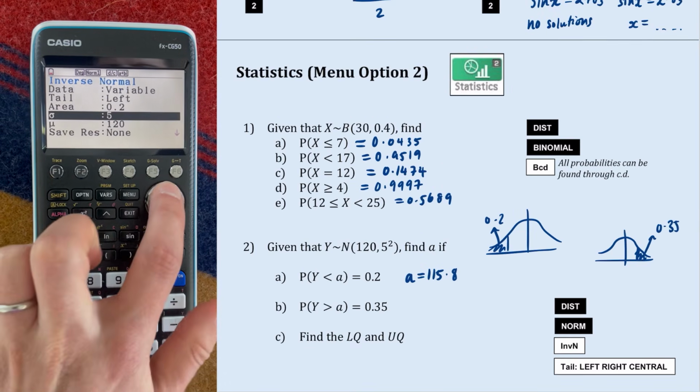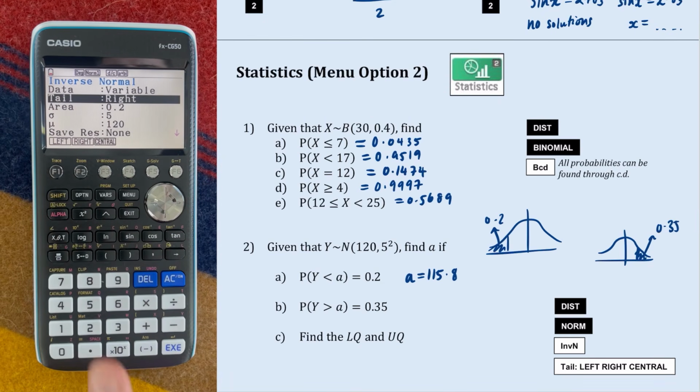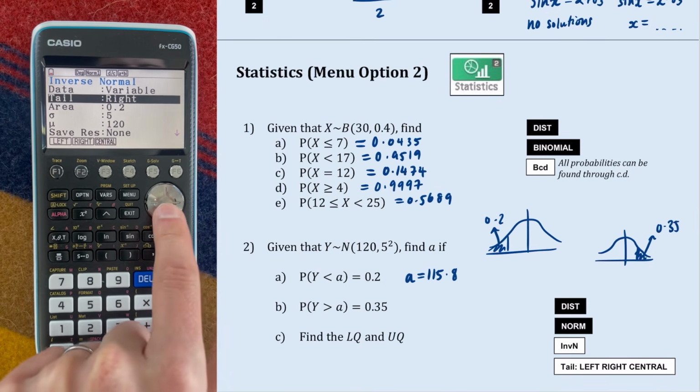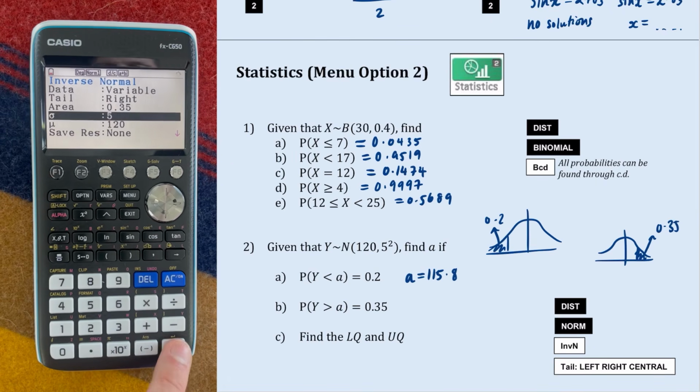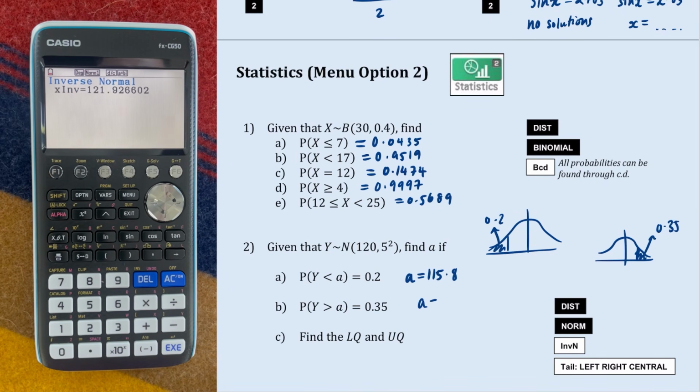So I'm just going to jump back, and I'm going to switch it from the left to the right. This is something that this calculator can do, but the other one can't. And I'm going to change the area to 0.35. So I get A is equal to 121.9.